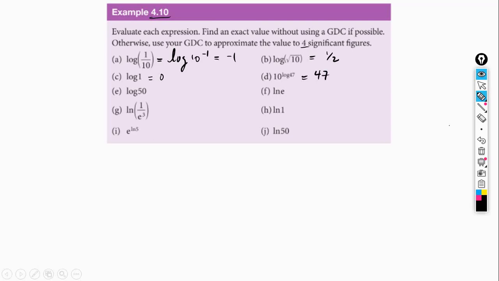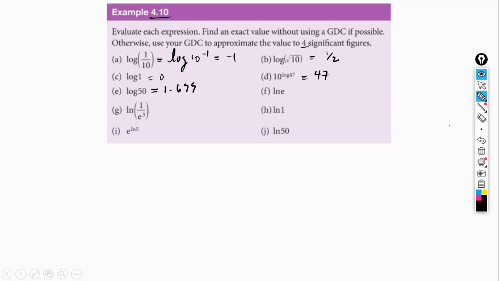And then for letter E, we have log of 50. Now this we cannot do manually. We will need the GDC. So if you plug in log 50 in the GDC, you're going to get approximately 1.699. That's rounded to 4 significant figures.